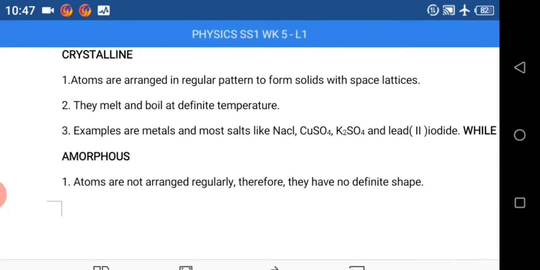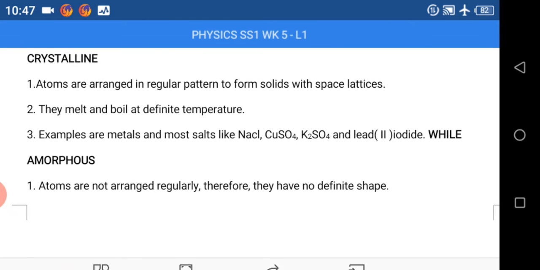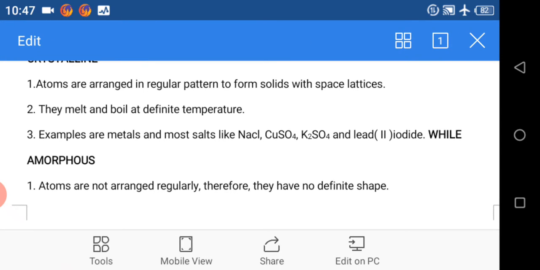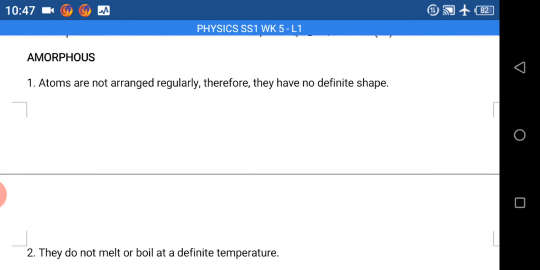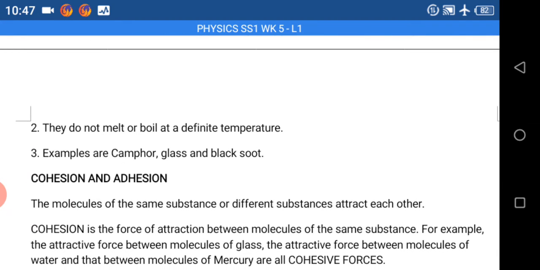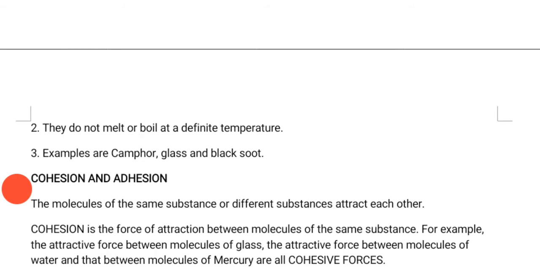Examples of crystalline substances are metals and most salts like sodium chloride, copper sulfate, potassium sulfate, and lead II iodide. While examples of amorphous substances are camphor, glass, and black soot. These are the differences between crystalline and amorphous substances.